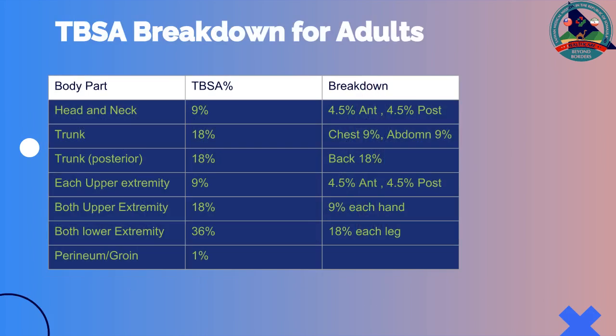This table helps nurses quickly estimate the burn percentage of each body part. The head and neck together count as 9%. The anterior trunk is 18%, and the posterior trunk is another 18%. Each upper extremity is 9%, making both arms a total of 18%. Both lower extremities together account for 36%, or 18% for each leg. And finally, the perineum or groin accounts for 1%. This breakdown is essential when calculating total burn area and when preparing for fluid resuscitation.